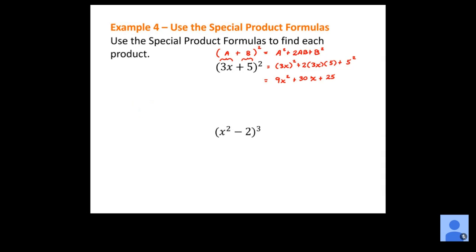And as always, look to make sure you don't have any like terms to combine. In this case, there aren't any, so that is completely simplified. So that is our answer.